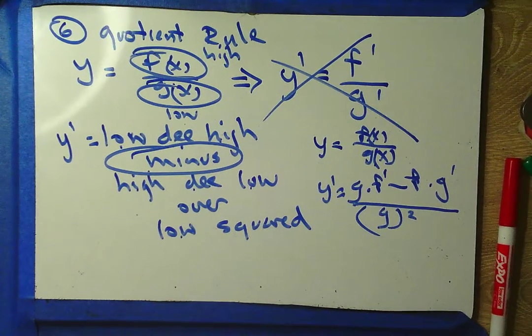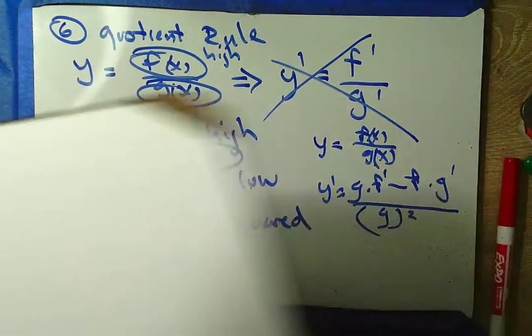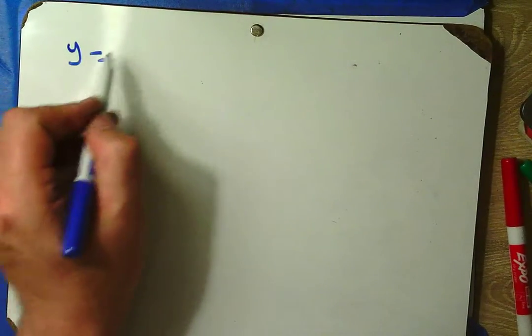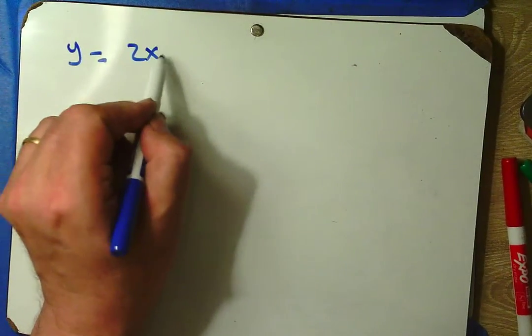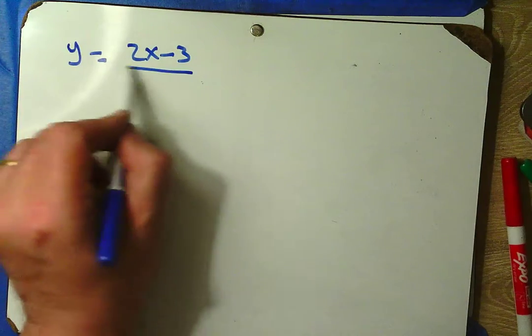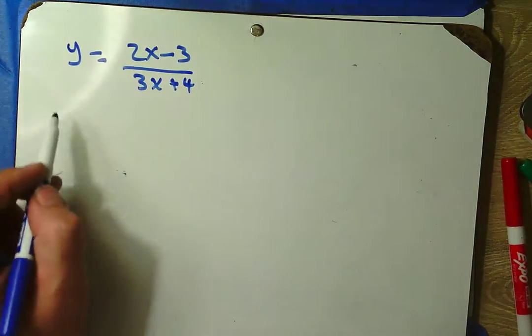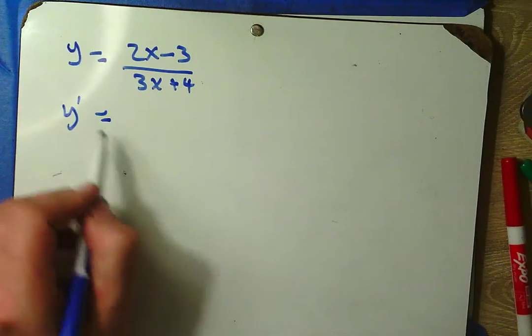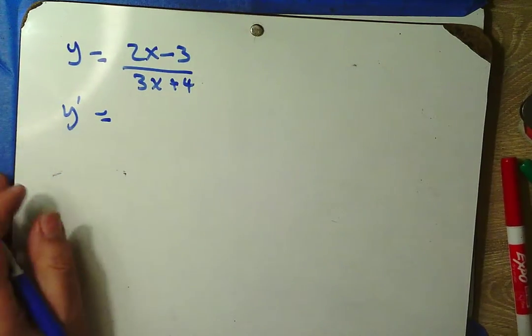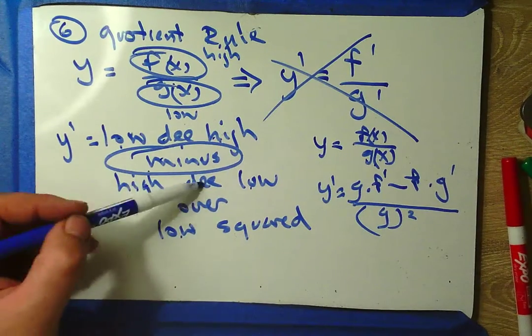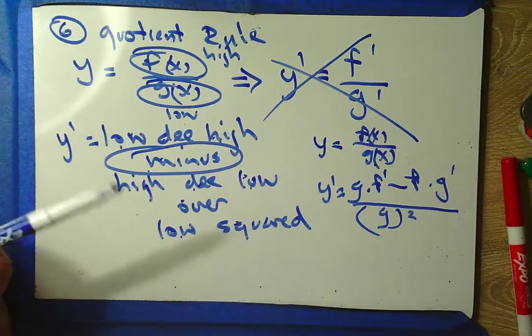Okay, so that seems pretty heinous. How does it work? Well, I'm going to leave that there, and I'm going to put this on top, and we're going to take a look at y equals 2x minus 3 over 3x plus 4. And I want y prime. So remember, it was low d high minus high d low over low squared.